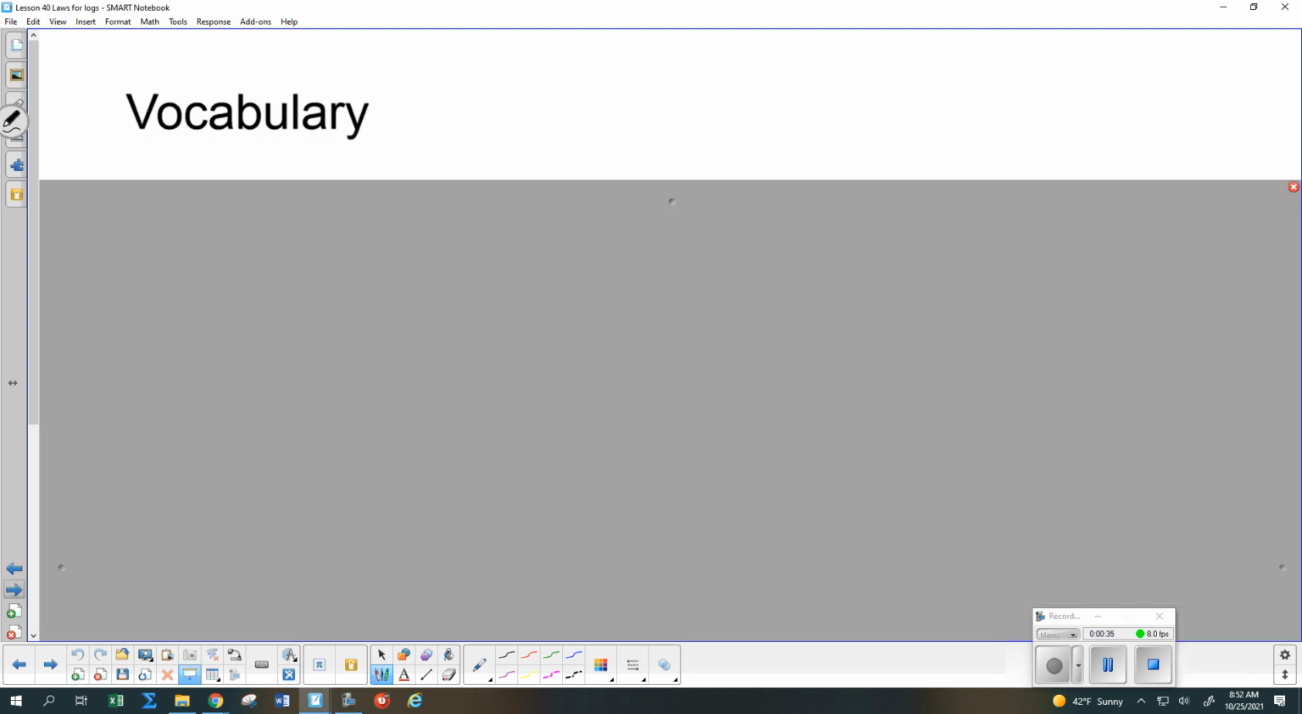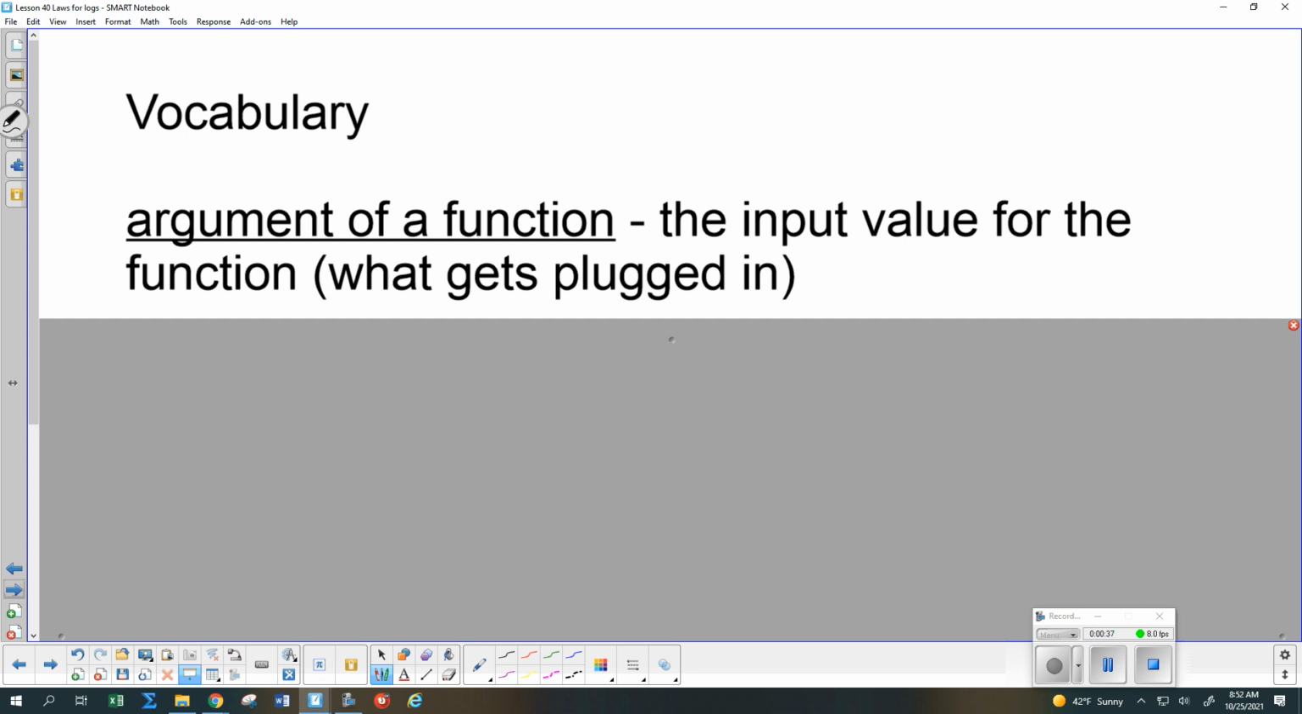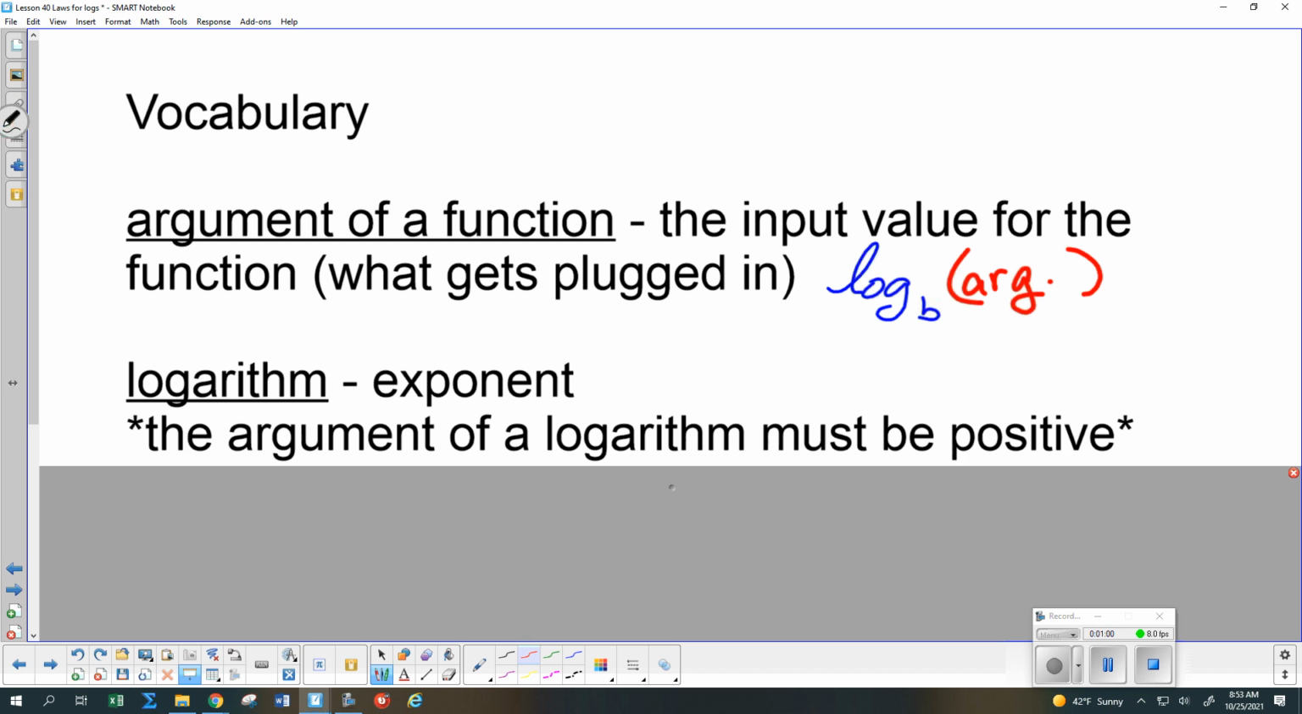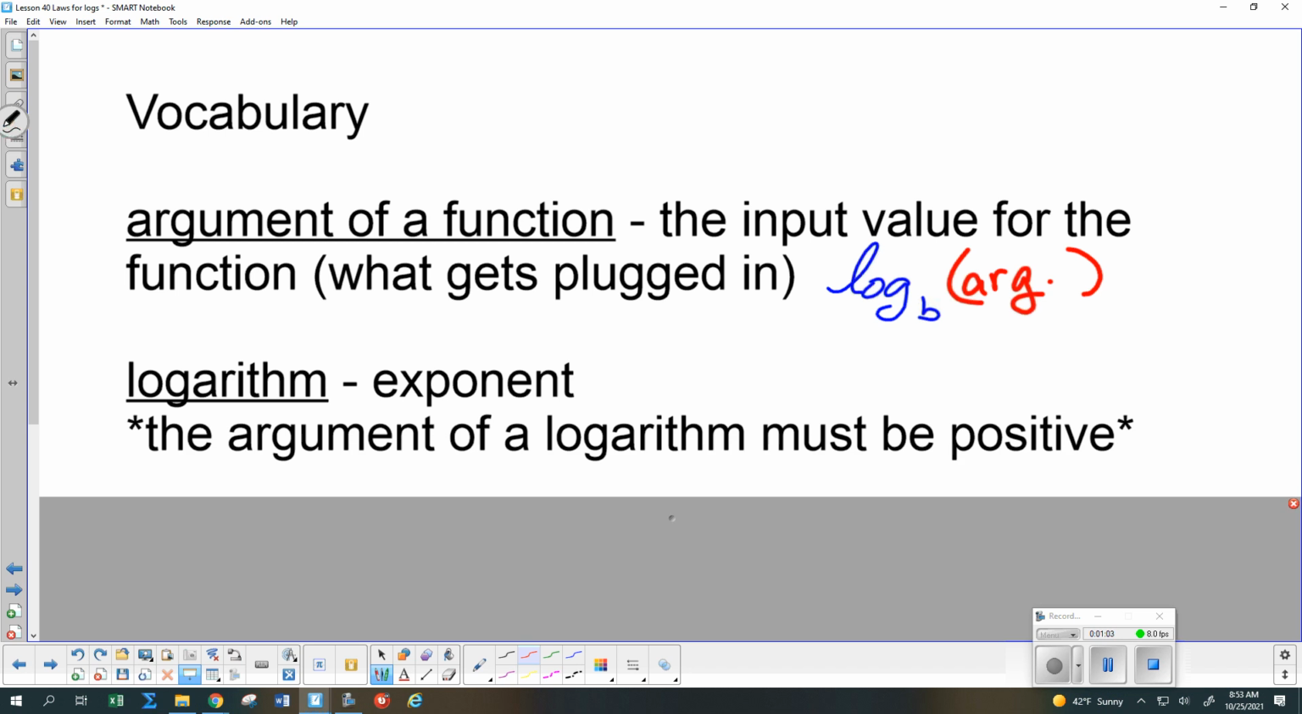So first is reviewing our vocabulary. Argument is the input value for the function. It's what gets plugged in. If we are talking about the log of anything, whatever is in the parentheses is the argument. And for logarithms, the argument must be positive. So it can't be negative and it can't be 0.